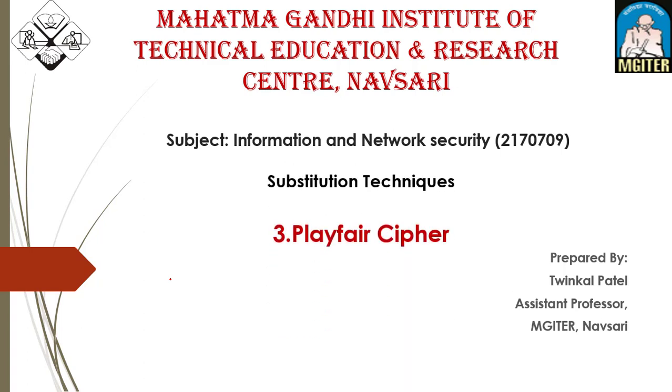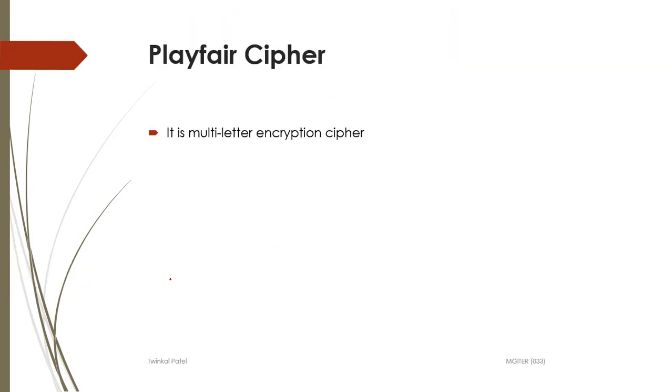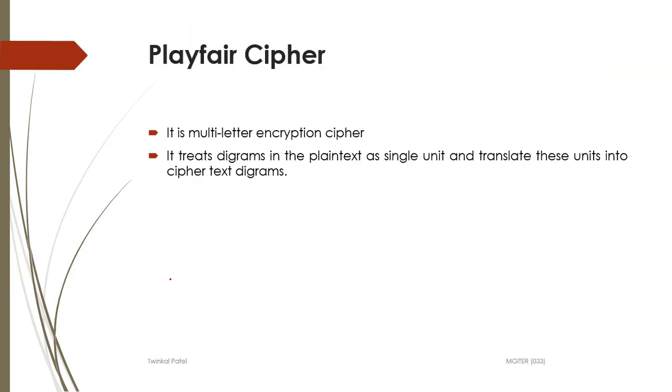This video lecture is about the Playfair cipher. The Playfair cipher is a multi-letter encryption cipher. It treats digrams in the plain text as a single unit and translates this unit into a ciphertext digram. What is a digram? A digram means a pair of letters. A pair of letters is considered as a single unit and translated into a pair of ciphertext letters.